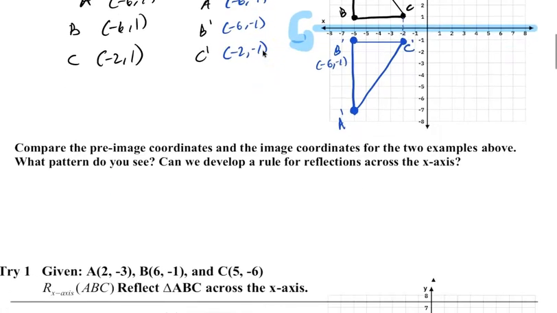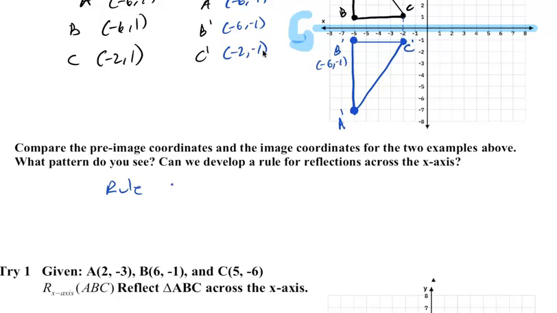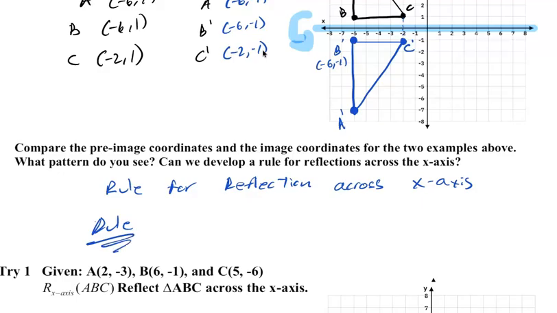So the rule for reflection across the x-axis is, let's get that rule. Reflection across the x-axis is (x, y) turns into (x, -y). Right, so that's our rule. So we reflect across the x-axis, we're just going to change the y's.